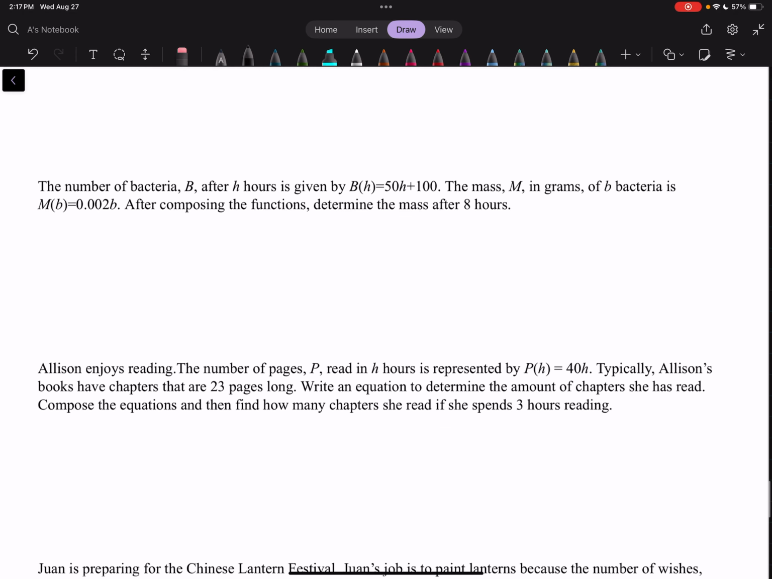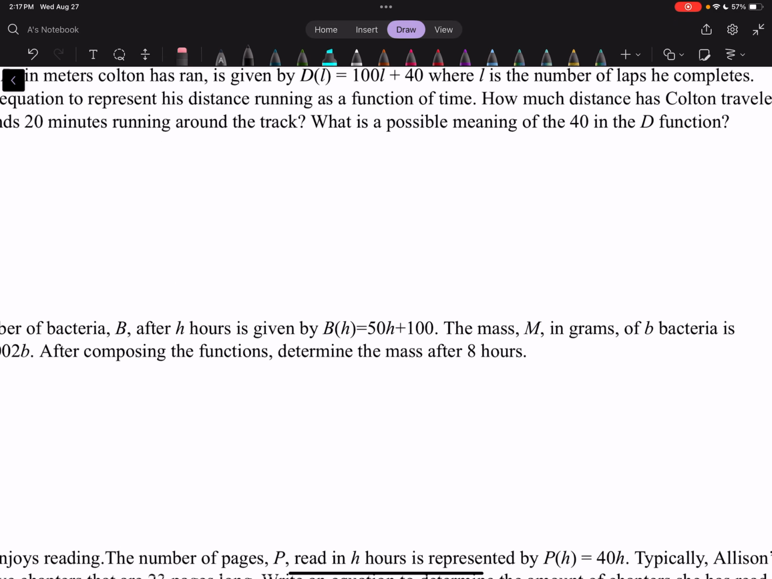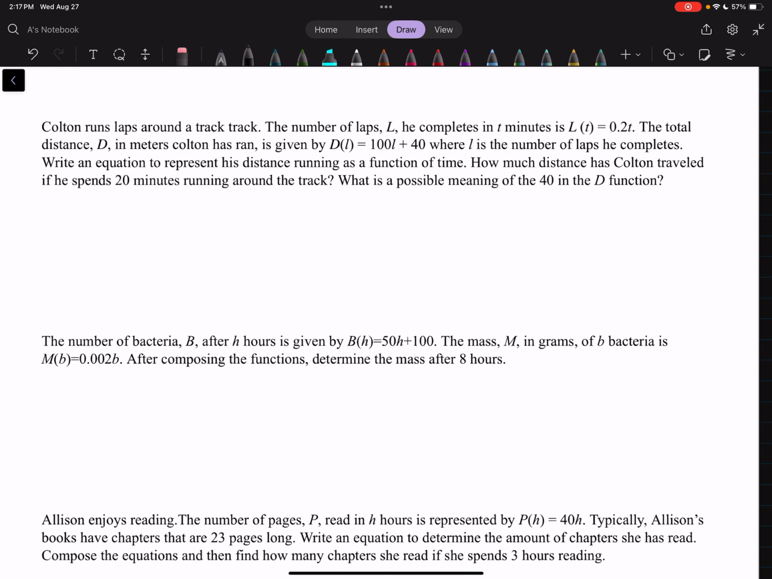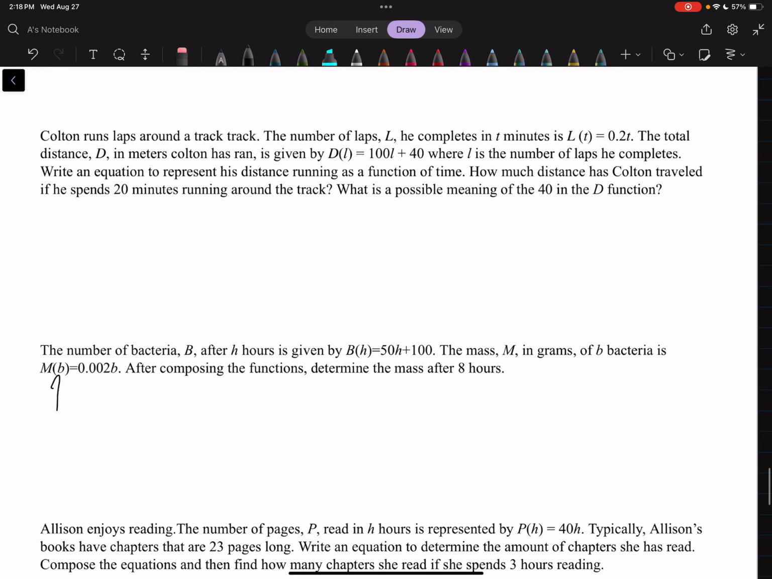All right, I'm going to do number bacteria. The number of bacteria B after H hours is given by that function. The mass M in grams of B bacteria is given by the next function. After composing the functions, determine the mass after 8 hours. All right, first I'm going to compose these. So I am looking for the mass after 8 hours. The mass is my output, which means I'm putting in hours as an input.